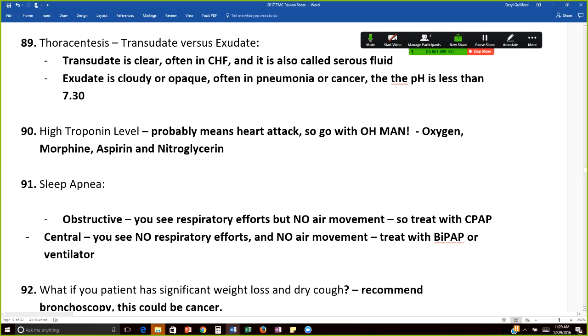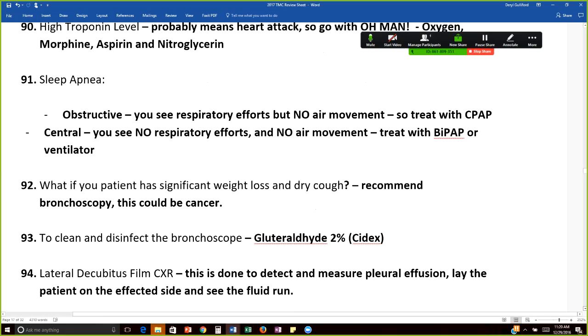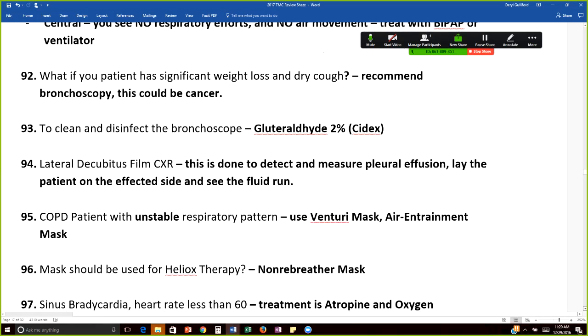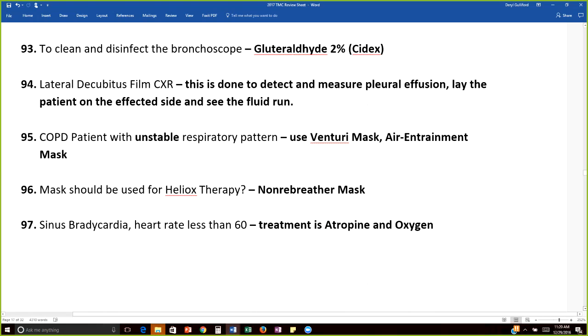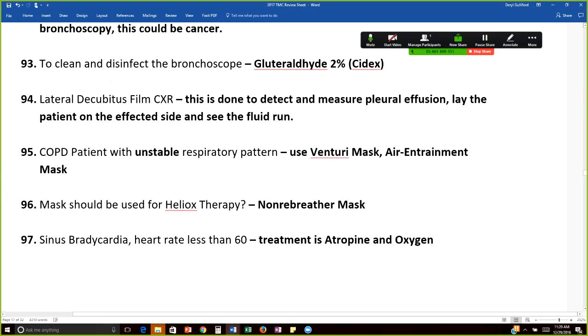Okay, here is sleep apnea, obstructive and central. We've covered that. What if the patient has significant weight loss and dry cough? Recommend bronchoscopy. To clean and disinfect the bronchoscope, glutaraldehyde. You know, we don't do a lot of disinfection in the RT department anymore, but you need to know that we disinfect with glutaraldehyde, 2%. Brand name is Cidex, but it'll be called glutaraldehyde, I'm sure.